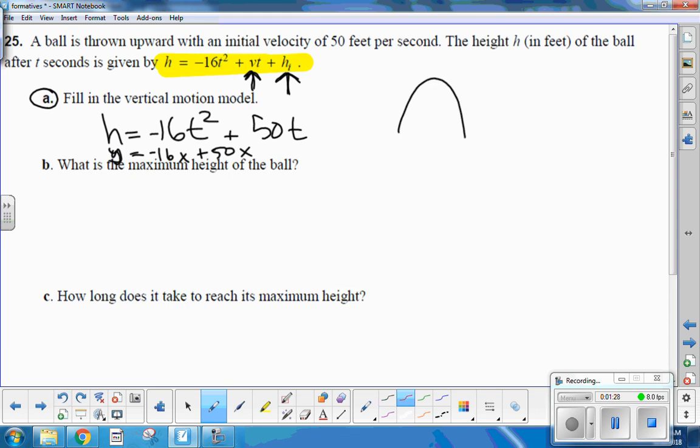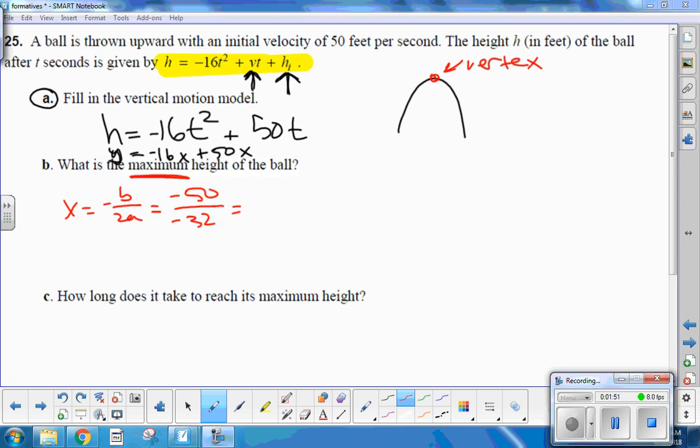So when they ask for the maximum height of a ball, they're looking for this, which we know is the vertex. And we have a formula for the vertex. The formula for the vertex is x equals negative b over 2a. Well, that's negative 50 over negative 32, which equals about 1.5625. Well, that means that's how long it took, right? X is seconds, so this is really time here. My time, it's how many seconds it takes to get to the maximum height.